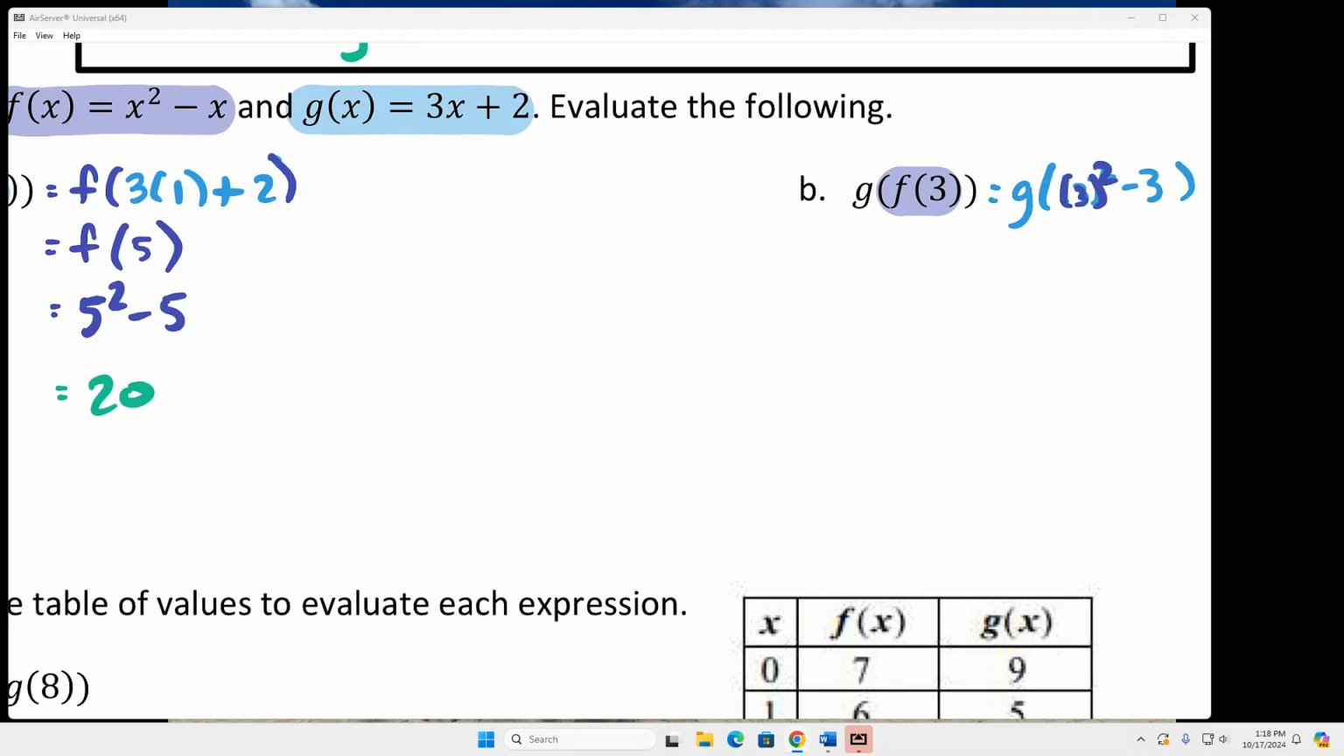Let me get my color coded right. Alright. So what is 3 squared minus 3? Right? And then we're just going to go to the g function and replace x with 6. That's going to be 20. That is just a coincidence that they were both 20. There's no kind of relationship there, but that's 18 plus 2, which is 20.